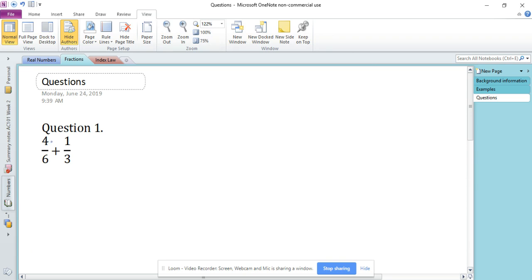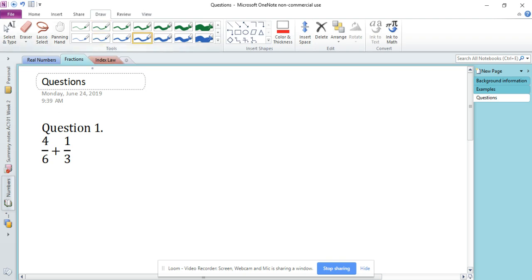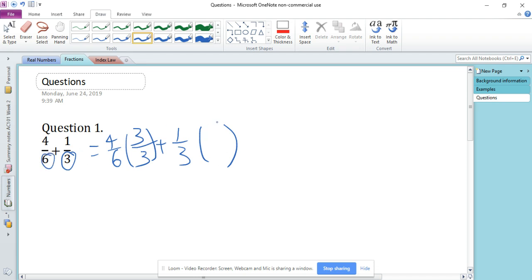The first question, I can think of at least 2 ways to do it. I do the long way first, and then I show you the quicker way. Addition. Look at the denominators, they're different. What you should do, just copy the fractions. You need to times something here, times something here. Look at the second fraction, denominator 3. So 3 over 3. Here, look at the first fraction, copy the denominator, 6 over 6.